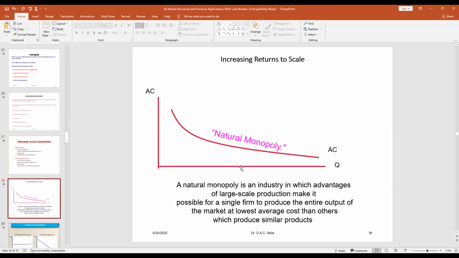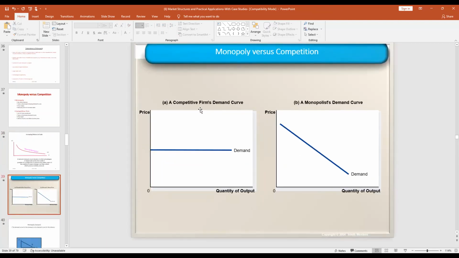So economies of scale create the natural monopoly. Because companies are producing large numbers, they can reduce their cost of production, and therefore the economies of scale are very high. Others cannot match this.